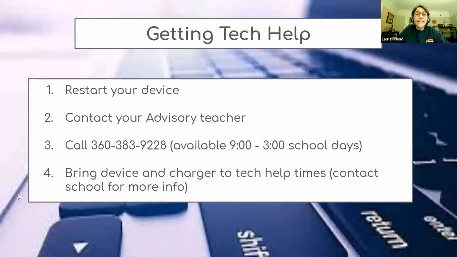Whenever tech help is needed, always try to restart your device. The phone number listed on this slide, 360-383-9228, will connect you to a Ferndale employee from 9 to 3 on school days. There is also on-site help available at Horizon, Mondays 1 to 3:30, as well as other buildings throughout the week. And there will be a copy of this presentation on our Horizon website for you to access later.